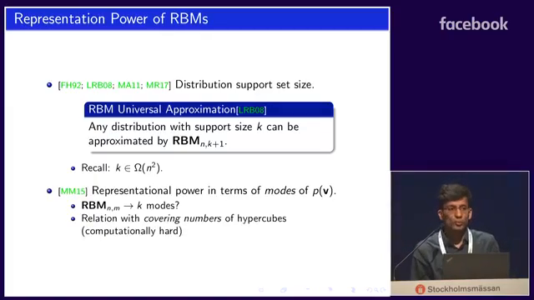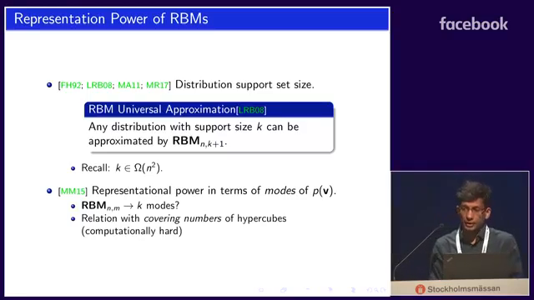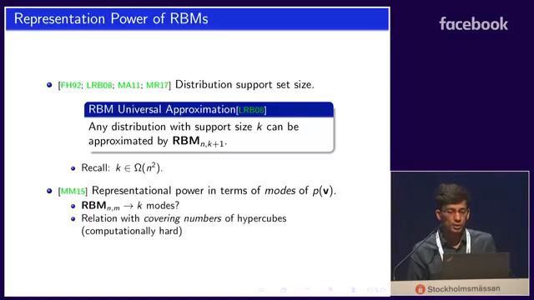So Montufar and Morton related the representation power of RBMs to the modes of the marginal distribution. In particular, they asked this question: what is the smallest m, the smallest number of hidden units, such that the architecture RBM(n, m) contains a distribution with k modes? They showed that answering this question exactly was related to the problem of computing covering numbers of n-dimensional hypercubes, which is a known computationally hard problem.